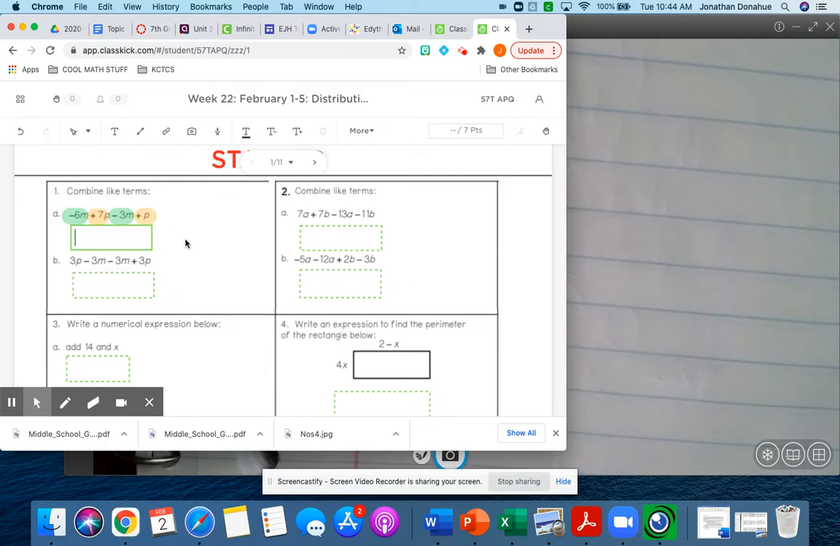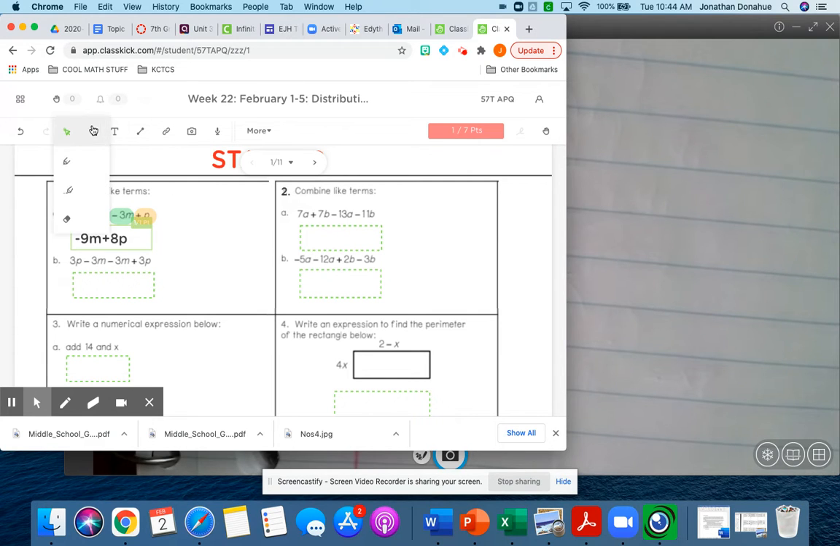So negative 6M minus 3M is negative 9M. And then 7P plus P is 8P. Now, I can't just put 8P right up next to it. It's positive 8P, so I need to put a plus sign there. All right, let's try this next one here.